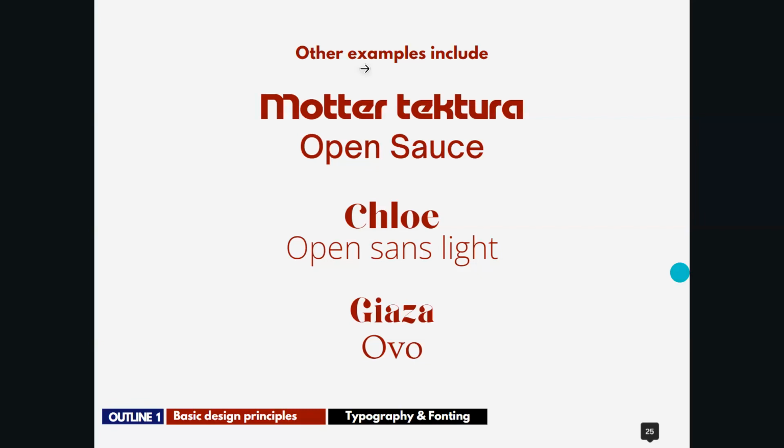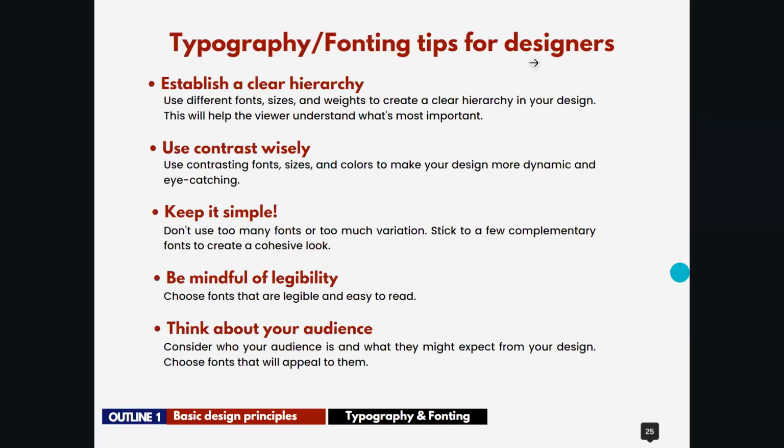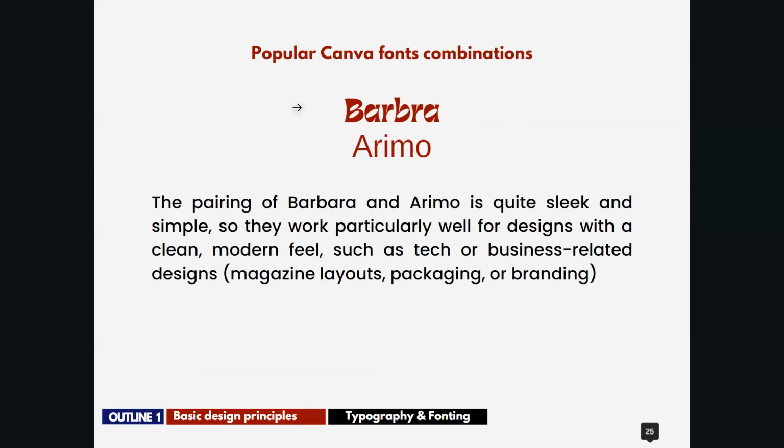So I have some basic tips for designers when choosing fonting for typography. Like I said, number one, establish a clear hierarchy. Use different font sizes and weights to create a clear sense of what is important. Let me just go back to the first slide. Yes, you can see the hierarchy here. There's the heading, there is the subheading, and there's the body text.